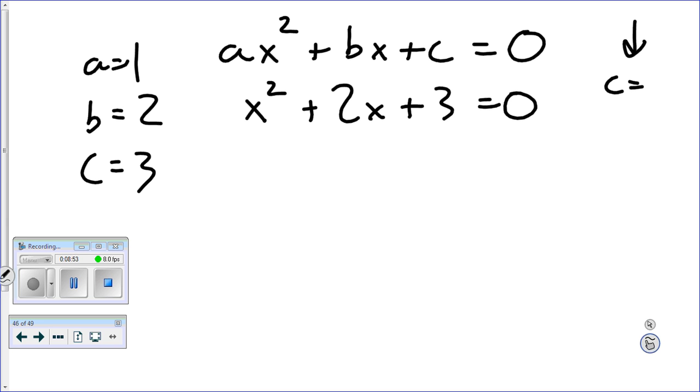So C is equal to 3, okay? So I only have 2 sets of factors. I have 1 times 3, and I have -1 times -3. Okay, those are my 2 options, okay? What I want to know now is which one of these adds up to my B term.